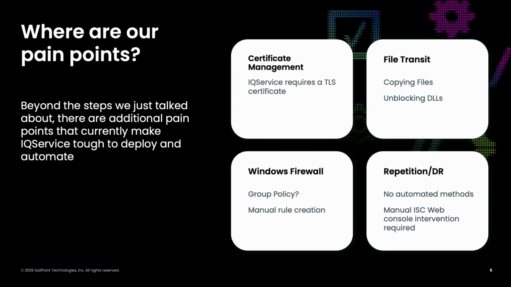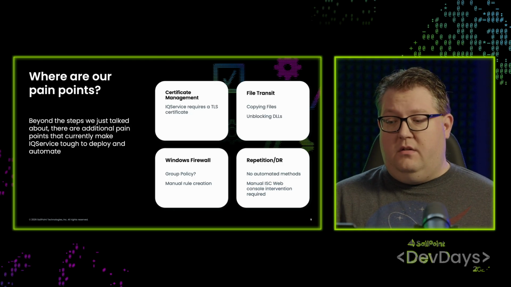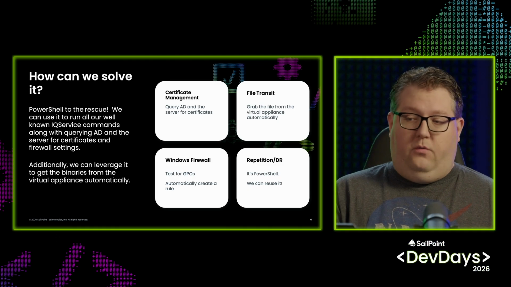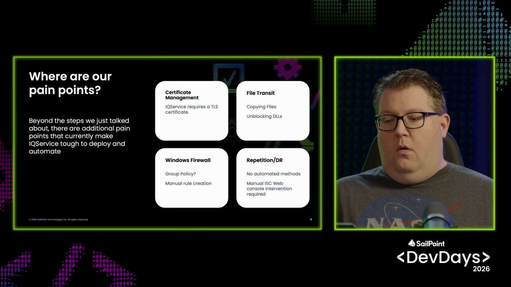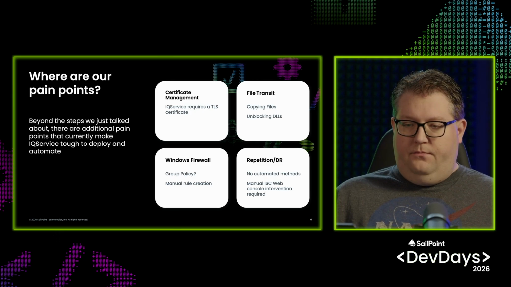And then what about Windows Firewall? The default install commands don't account for checking Windows Firewall. Can IQService talk locally just on that server? We're not even talking about an internal network firewall at that point. And then we also need to consider, does group policy control the Windows firewall or not? And then right now, frankly, it's a manual effort. You have to log in, you have to do all of this stuff by hand. It's a lot of interactive work. What if we could automate that?